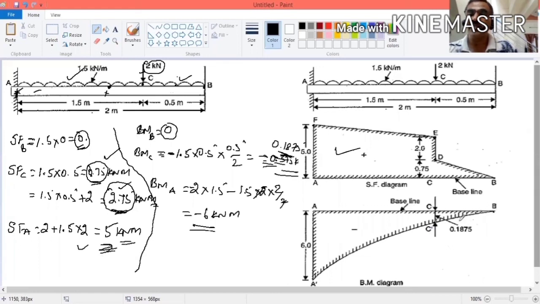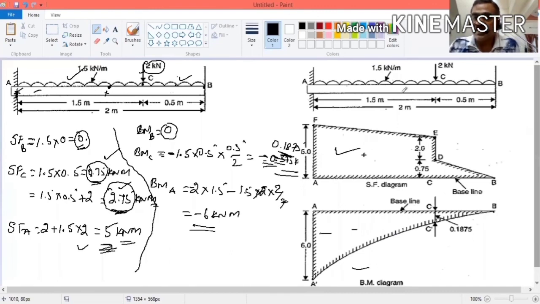You should not draw a straight line. This should be a quadratic line from 0 to 0.1875. Since it is negative, we are drawing downside. Then 0.1875 to 6. This point 6, how to draw? You have to draw a quadratic curve, a parabolic curve. It should be a parabolic curve, right? So this is the way you have to draw the shear force and bending moment diagram.